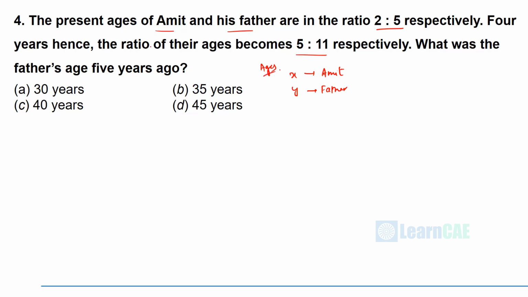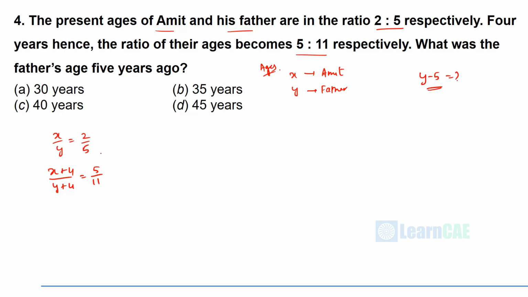Okay. Now the present ages are in the ratio 2:5. That is x by y is equal to 2 by 5. 4 years hence, that is after 4 years, the ratio will become 5:11. X plus 4 divided by y plus 4 is equal to 5 by 11. What was the father's age 5 years ago? It means they are asking y minus 5 is equal to what?